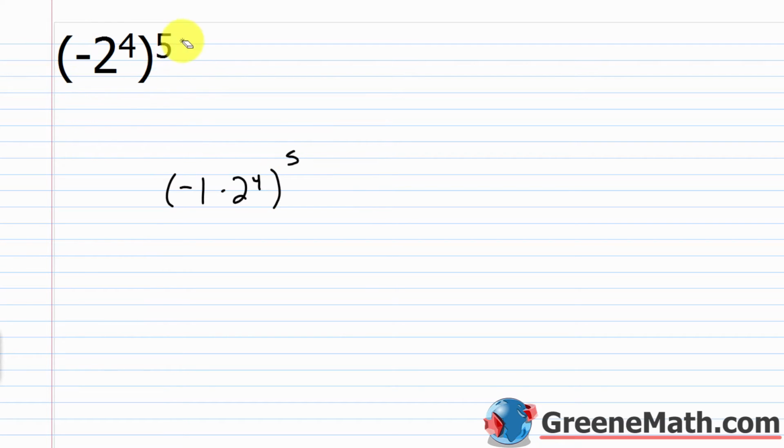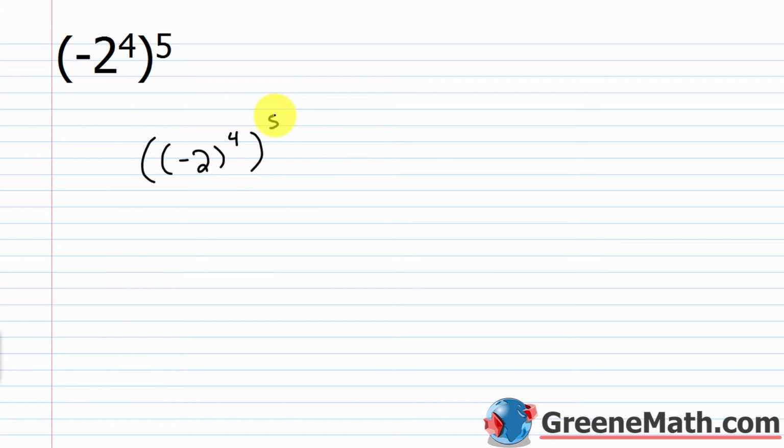All right, let me erase this and make that clear. This is different than if you had something that looked like this. If I had, let's say, negative 2, and this amount was raised to the 4th power, and then this whole thing was raised to the 5th power. Those two are different. So specifically what I have here is I have negative 1 times 2 to the 4th power. Then this whole thing is raised to the 5th power.